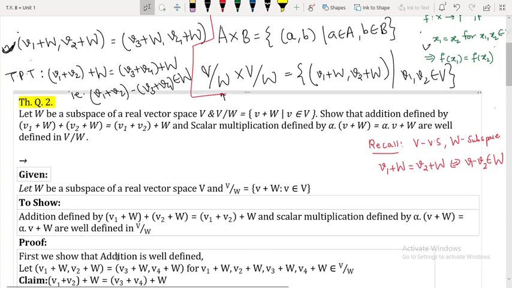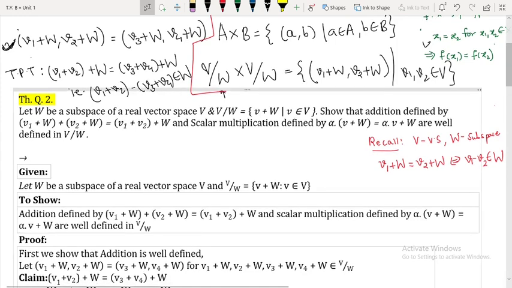So that is what I have written. This is my claim. But in order to prove it, what I am going to show? I am going to show that the subtraction of these representatives belongs to what? W. Now since this is if and only if, by using this I can easily say that this claim is true, right?